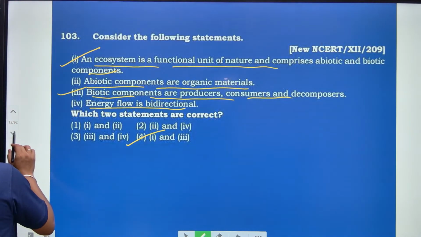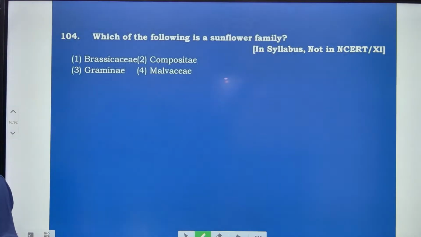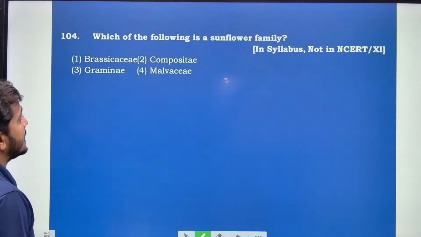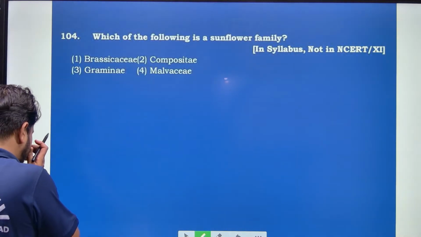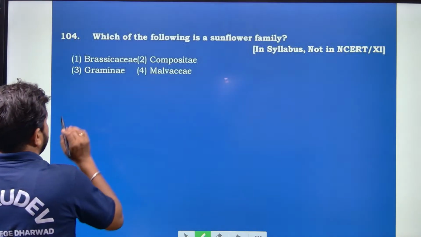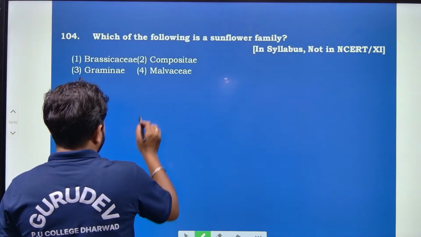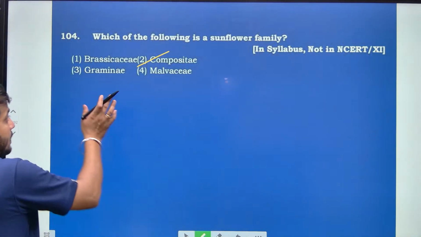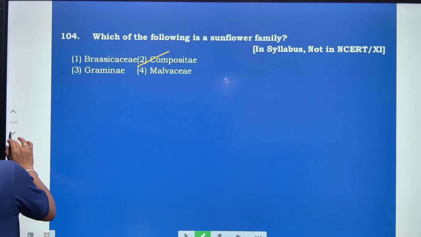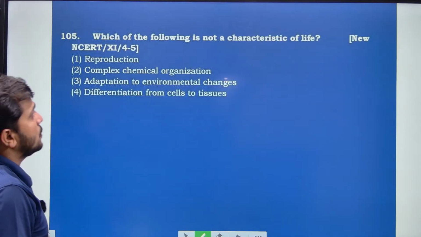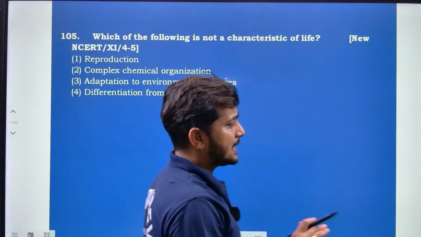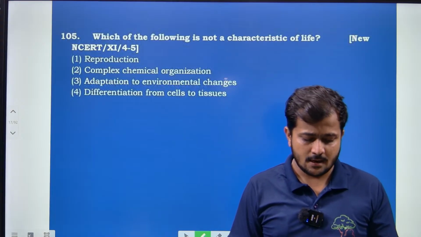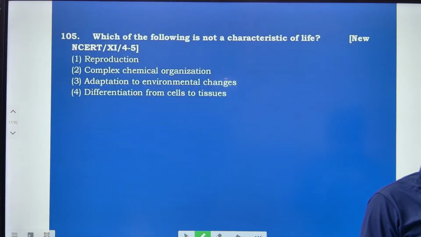Then moving ahead to the next question: which of the following is a sunflower family? It is even a direct question. If you consider the sunflower family, that is nothing but Compositae. The sunflower family is Compositae here, right? Then which of the following is not a characteristic of life, right?